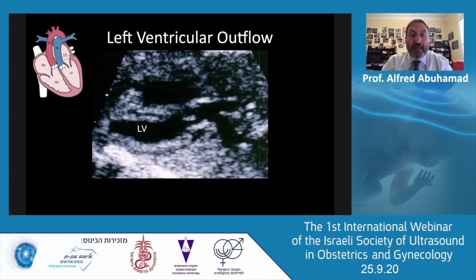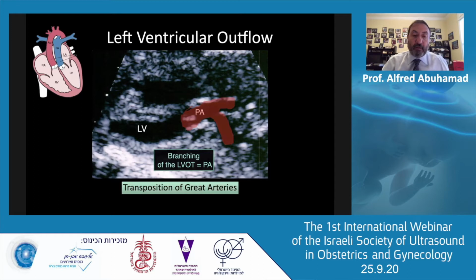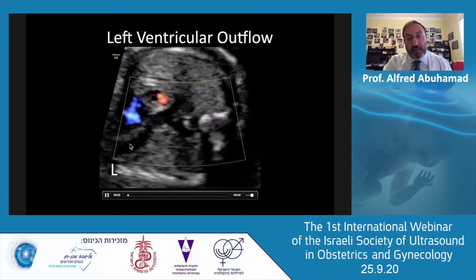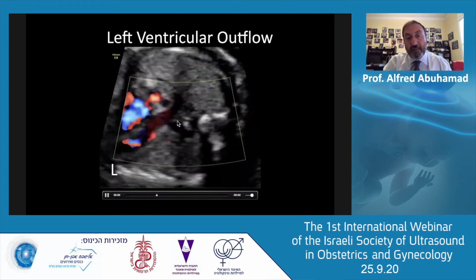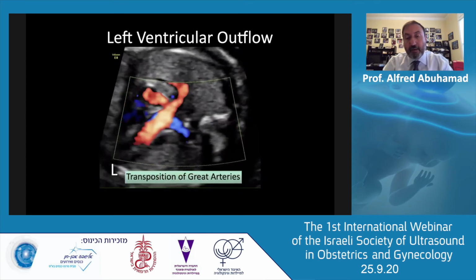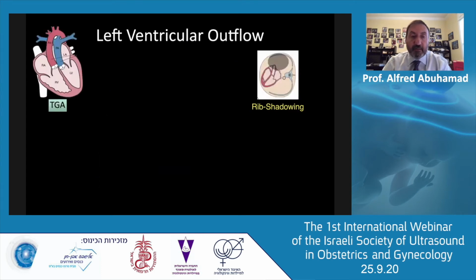So if you see any branches coming out from the LVOT, this is then the pulmonary artery, and you have the diagnosis of transposition of the great arteries. And here's another example on color Doppler. You see the left ventricle, the vessel coming out is giving out a branch. This is the left pulmonary artery, confirming transposition of great vessels.